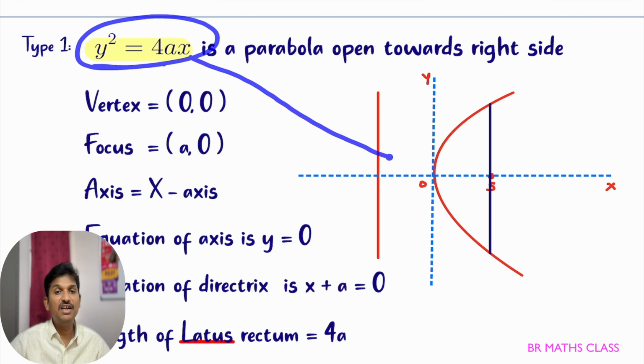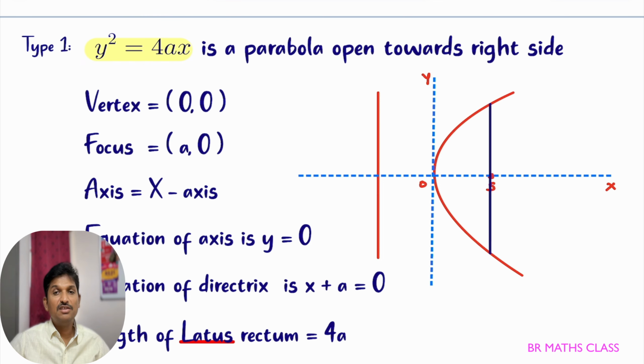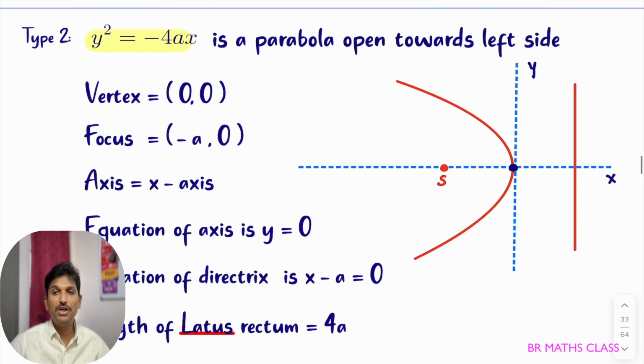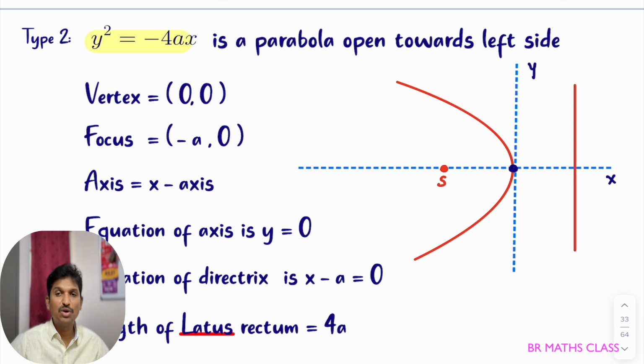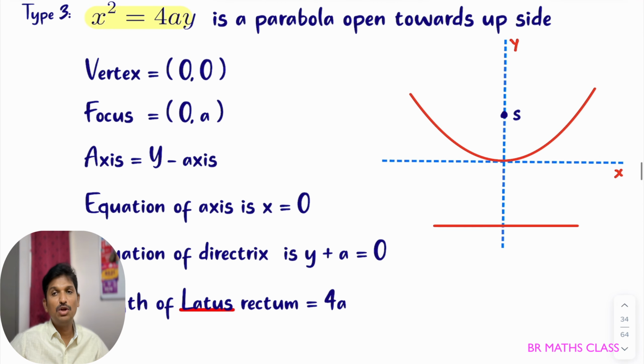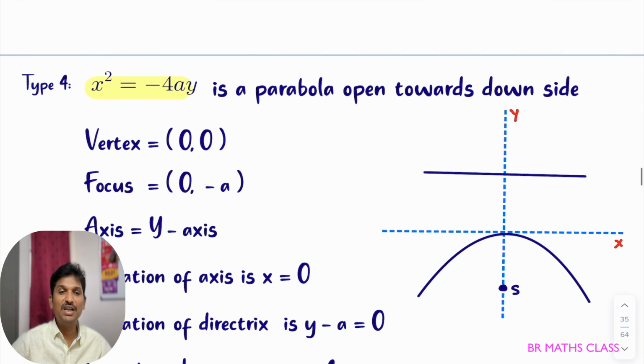This is known as standard form of parabola. Next one is y square equal to minus 4ax. It is a parabola open towards left side. We learned what is its vertex, what is its focus, what is its length of latus rectum. All those things we learned in this class. Now this is the parabola open upward direction. So what is its equation? x square equal to 4ay is a parabola open towards upward direction. When parabola open upward direction, what is its focus, what is its vertex, what is its axis, what is equation of directrix, what is length of latus rectum, all those things we learn in this class.